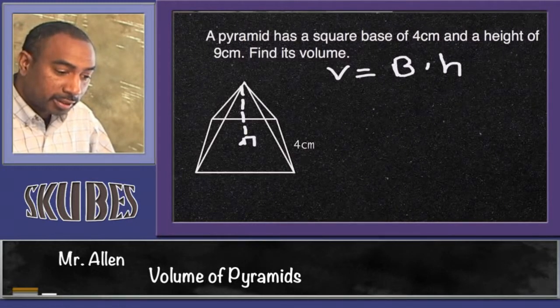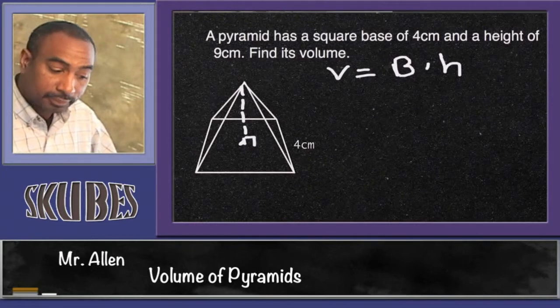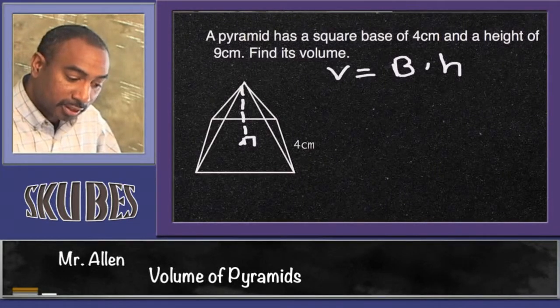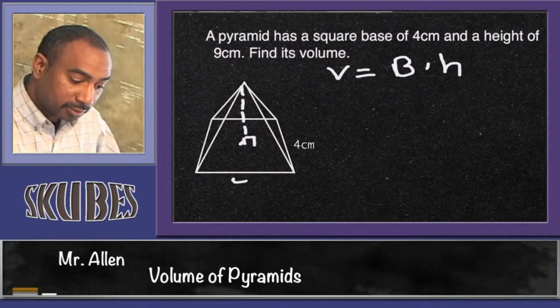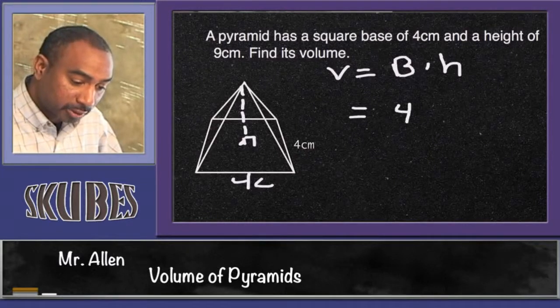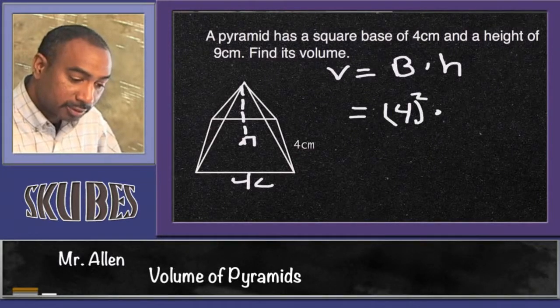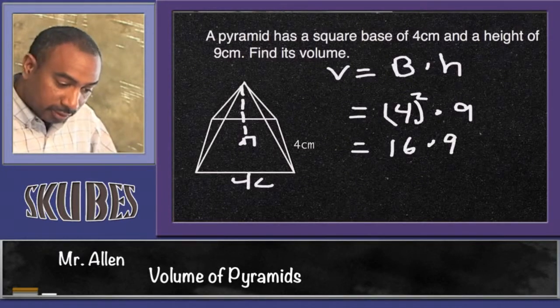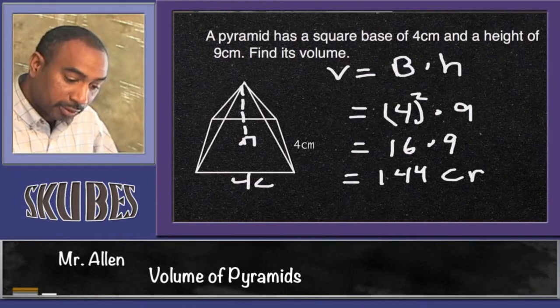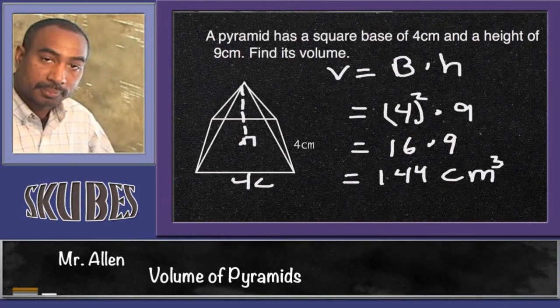And we're given that height is 9. And we know that the side of the square base is 4 centimeters. So you simply say 1/3 times 4 squared times the height, which is 9. 4 squared is 16 times 9. So this equals 144 cubic centimeters.